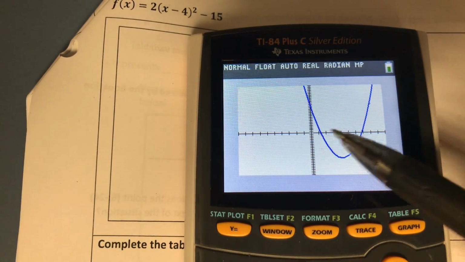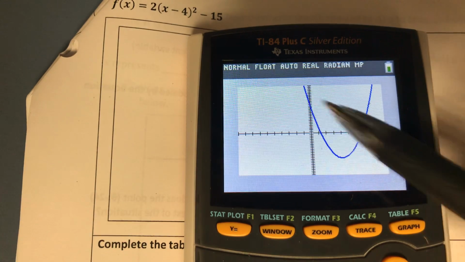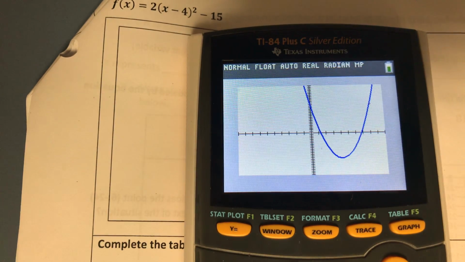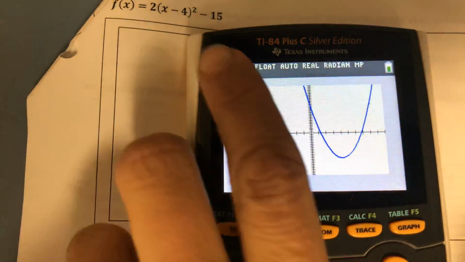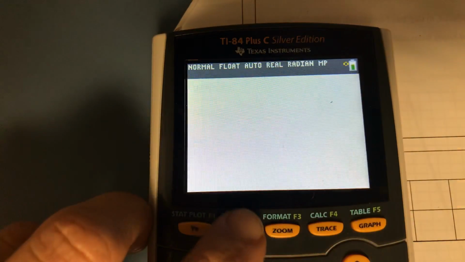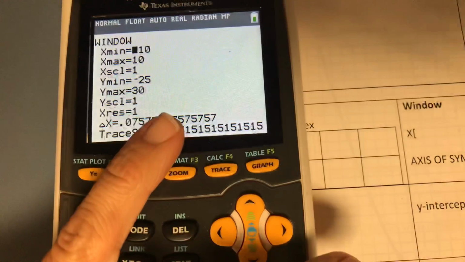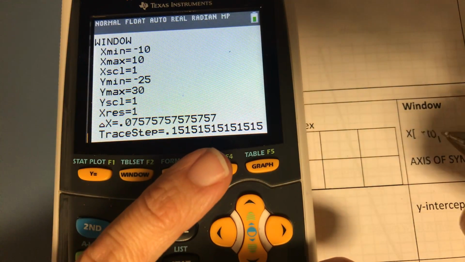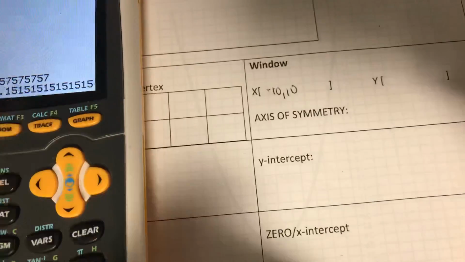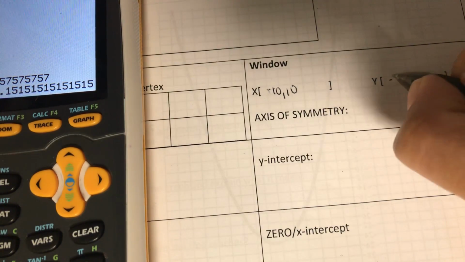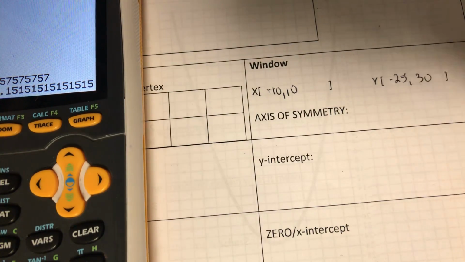Alright, so I can see my x-intercepts, my y-intercept, my vertex. I've got those important points. So let's draw our picture. Let's put our window down first. If you don't remember what it was, my x went from -10 to 10, and my y went from -25 up to 30.